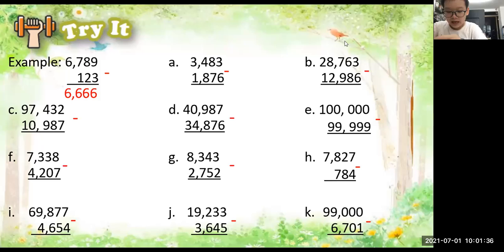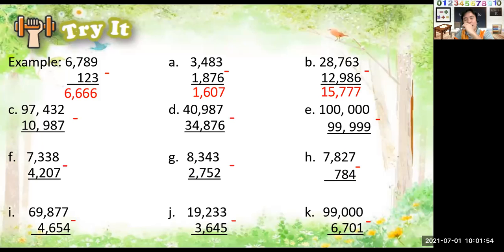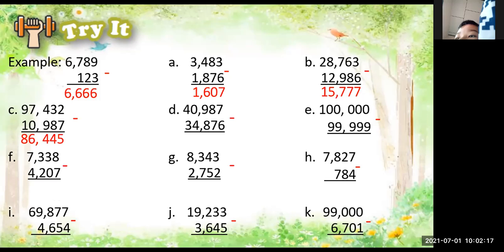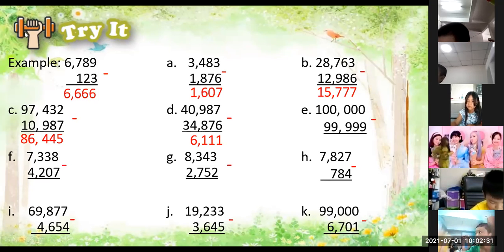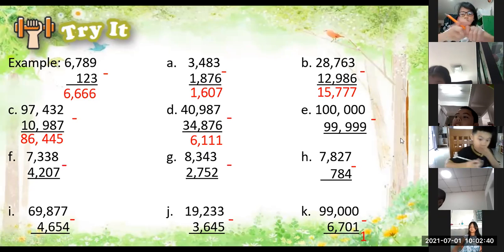Now let me show you my screen again. 1,607. Very good. How about in letter B? 15,777. Letter C. Okay, 86,445. Next, letter D, 6,011. The letter E is 1. Okay. It's 1. Wow. Very good.